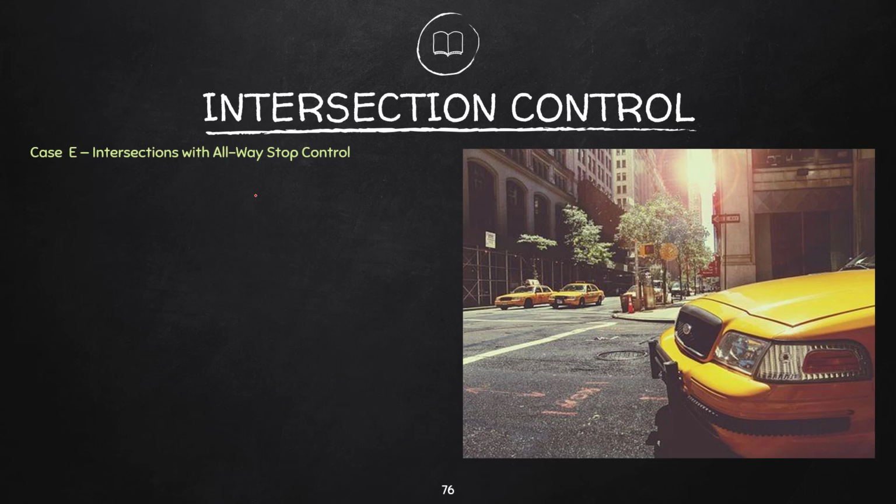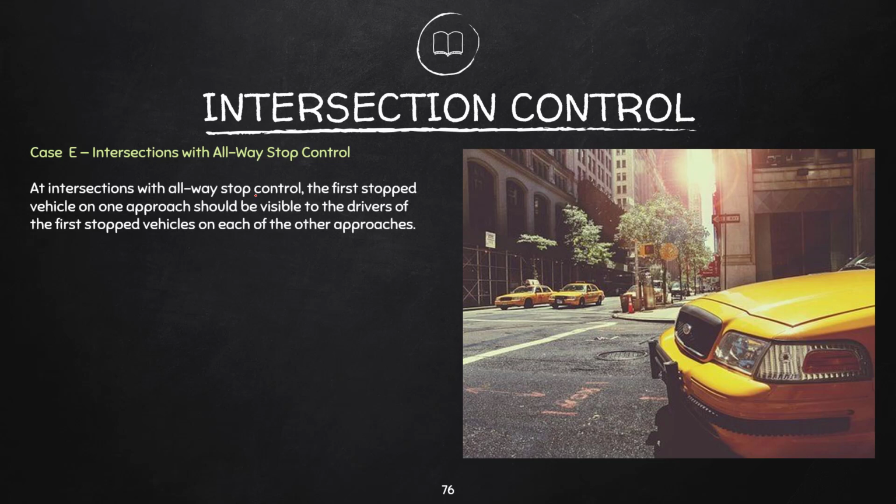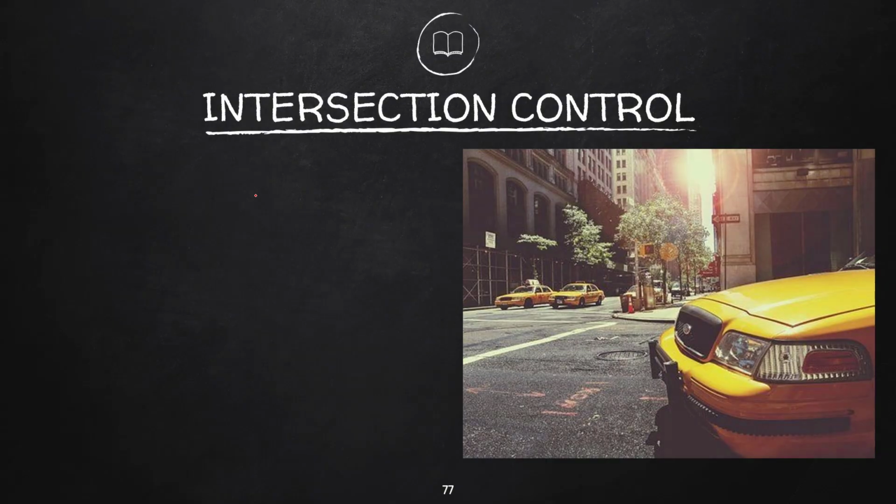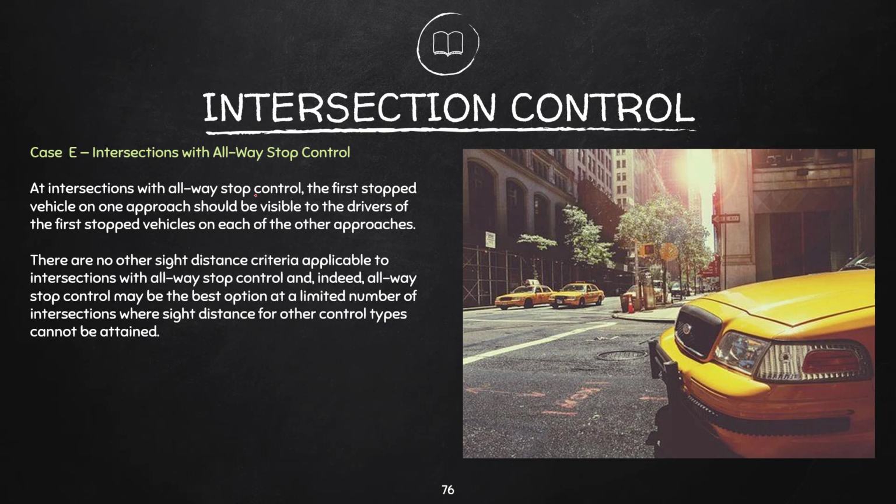Case E is intersections with all-way stop control. At intersections with all-way stop control, the first stopped vehicle on one approach should be visible to the drivers of the first stopped vehicles on each of the other approaches. There are no other sight distance criteria applicable to intersections with all-way stop control, and indeed, all-way stop control may be the best option at a limited number of intersections where sight distance for other control types cannot be attained. So we can use case B in this one for case E. Case B in all portions of the major or minor roads, because that is an all-way stop control intersection.